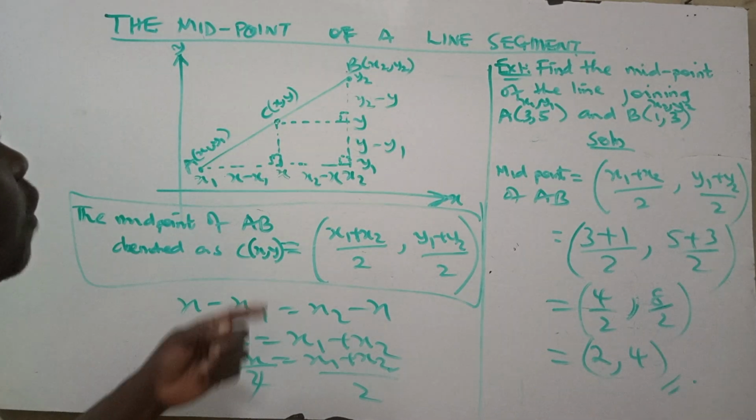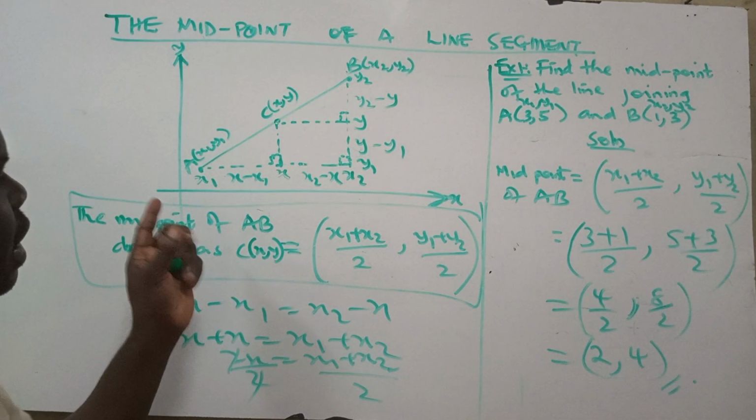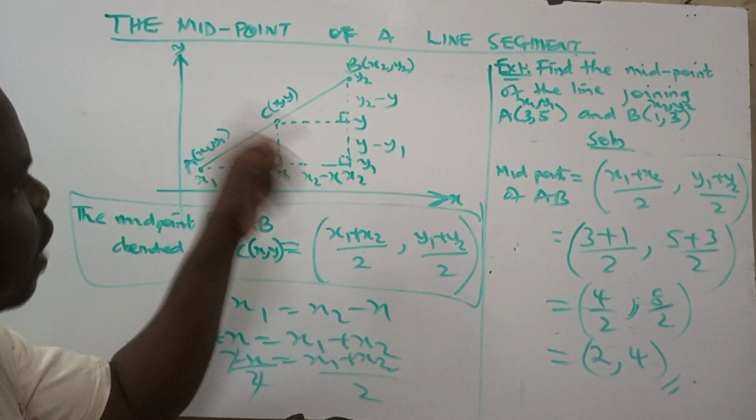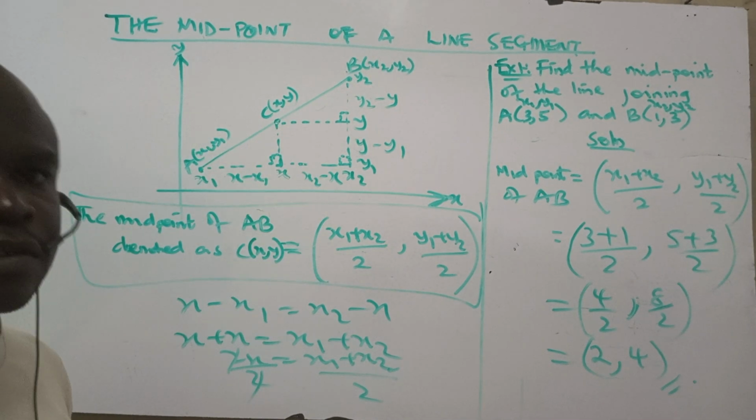So if you want to find the midpoint of a line segment, just add the X coordinate to X coordinate divided by 2, the Y coordinate to Y coordinate divided by 2. And that is what you are expected to do.